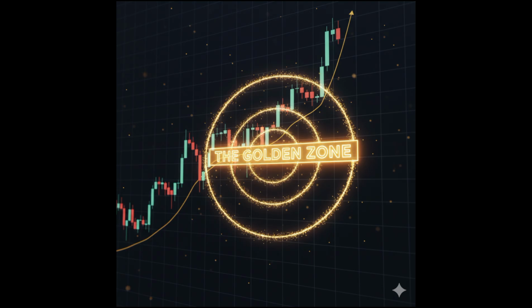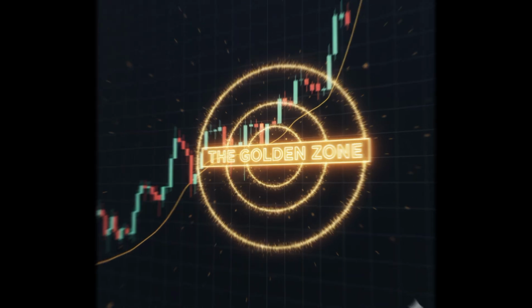The anti-pattern. Avoid the 50%. One final note. If price retraces only to the 50% level and bounces, be cautious. This usually means the move isn't finished. The institutions haven't stepped in yet. Wait for price to retrace deeper into the golden zone before committing your capital.